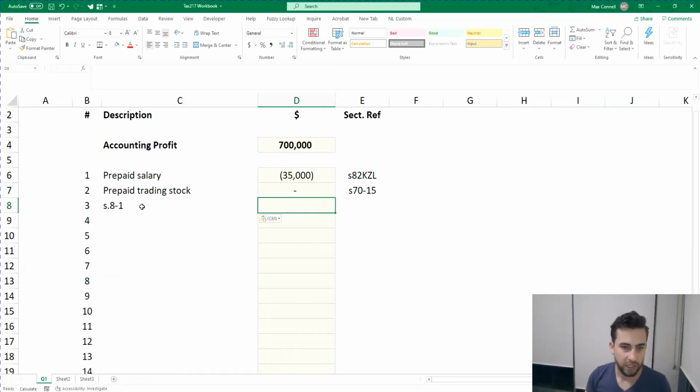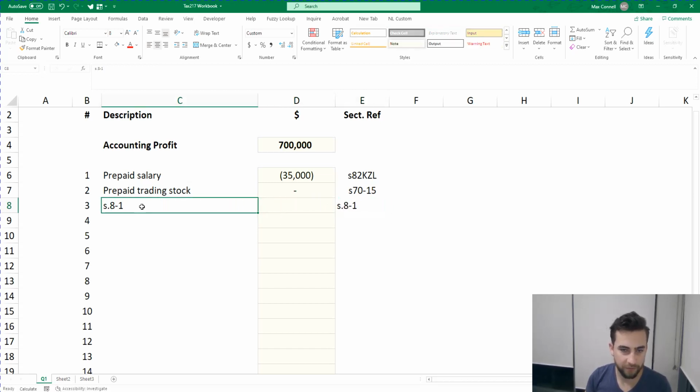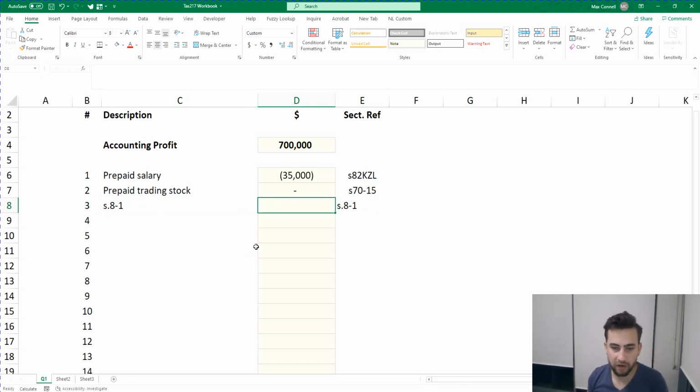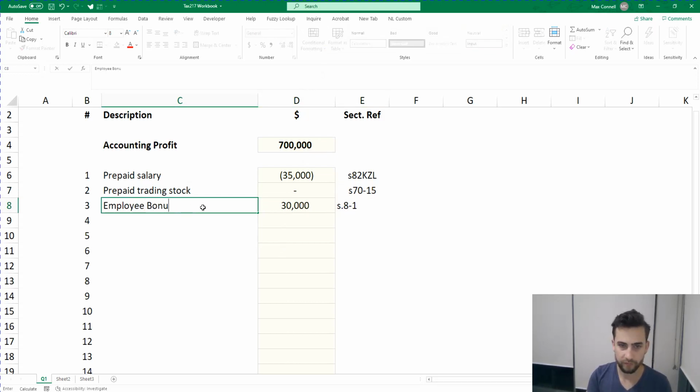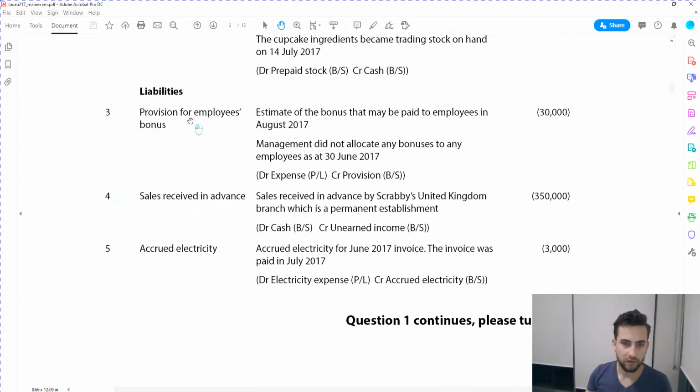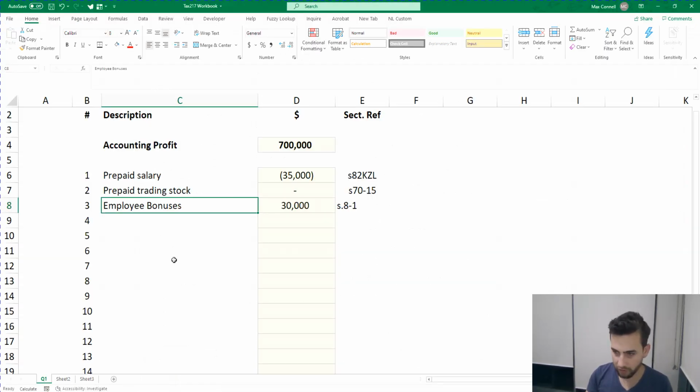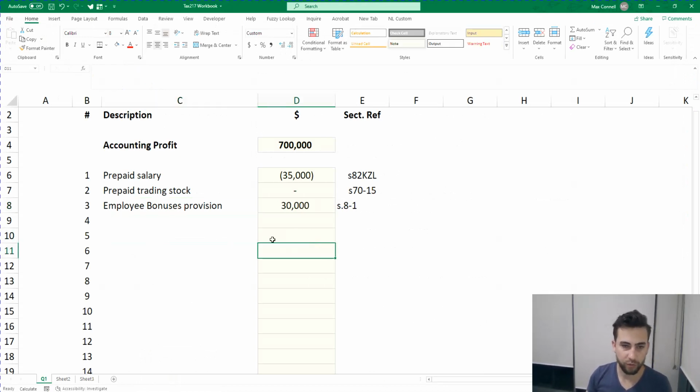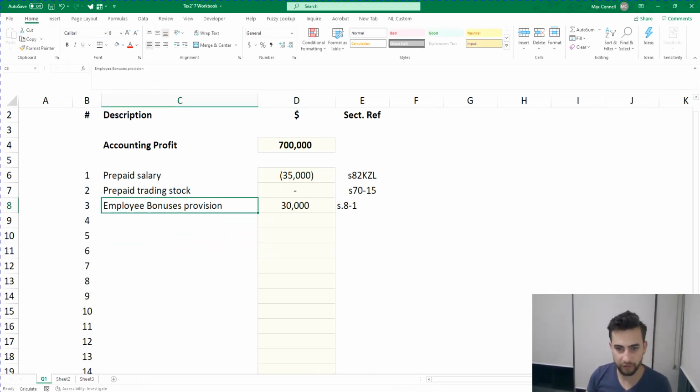So if they've got a $30,000 expense currently for accounting, but they're not allowed any deduction for tax, that means we actually need to add back. So we need to go this way, the positive way, because we need to increase their accounting profit by $30,000. Okay, so let's move on to the next one. Let's actually be specific here. Let's say employee bonus provision, just so we don't get pulled up there and lose a mark for something silly.